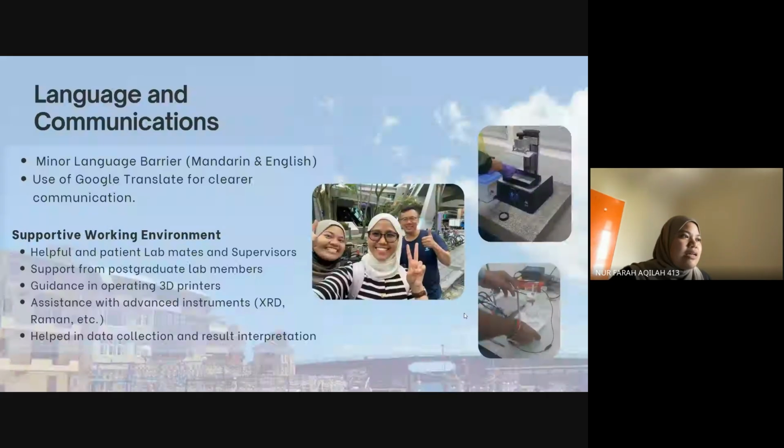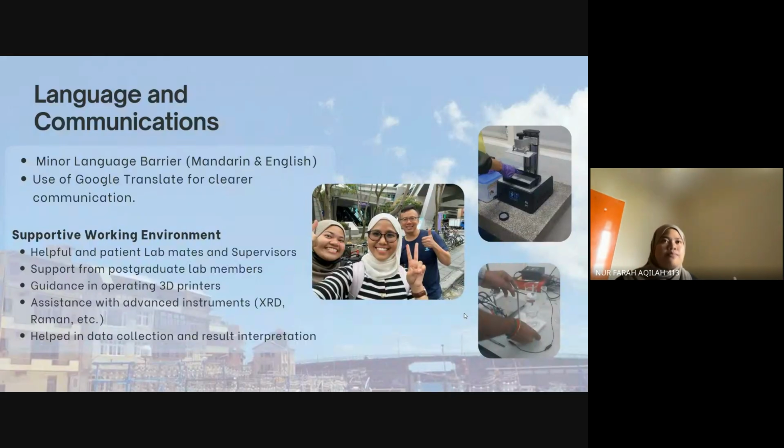So basically, if you want to go to Taiwan, it is much better if you prepare mentally that they are not really pro at speaking English. You always need to prepare your Google Translate, or maybe learn Mandarin itself. And for the communication, like I said, the Taiwanese are very kind and very helpful.